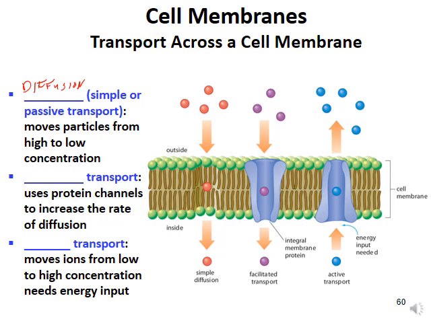Then there's facilitated, which uses protein channels to increase the rate, okay, finds a way to help it push through, sort of grabs it and yanks it through. And then active transport, move the ions from low concentration to high concentration. Energy is required to make that happen. All righty.